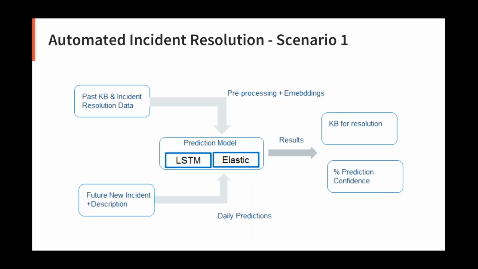So the first scenario is pretty simple. We have the past historical incident data, which is our issue descriptions, let's say, and KB, the knowledge articles, which is the solution to close that ticket. And we built a recurrent neural network model here. Based on a future new incident description, we predicted what should be the knowledge article used for resolving that ticket, and solving it automatically instead of someone manually sitting and looking through it.